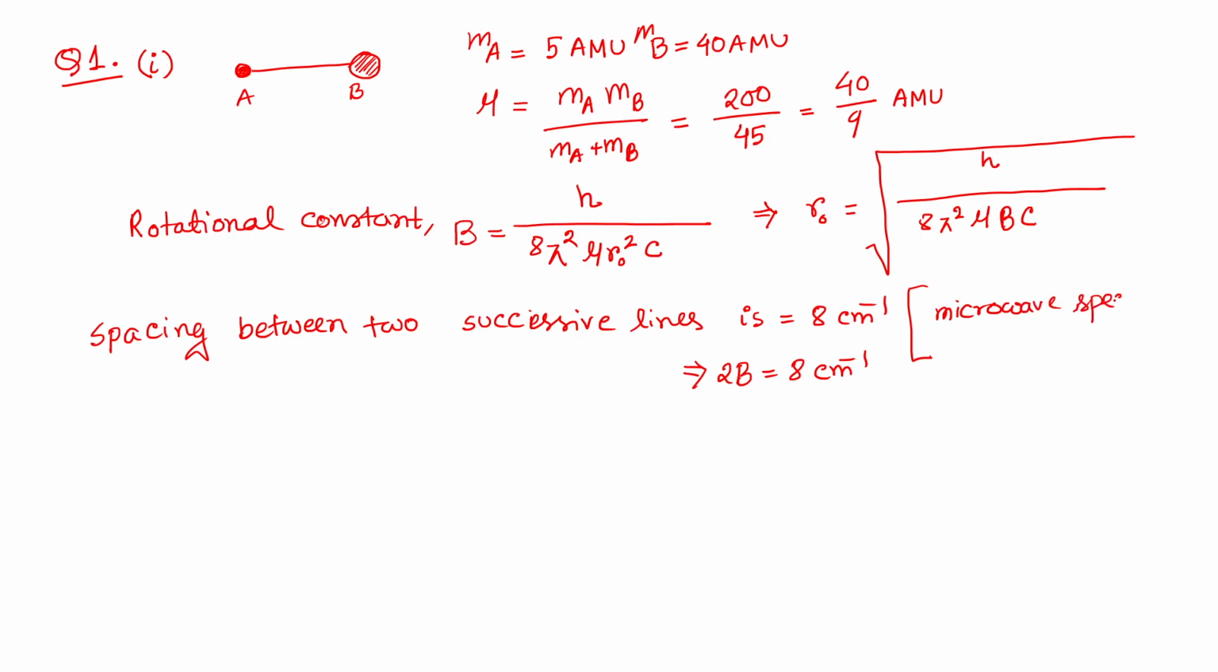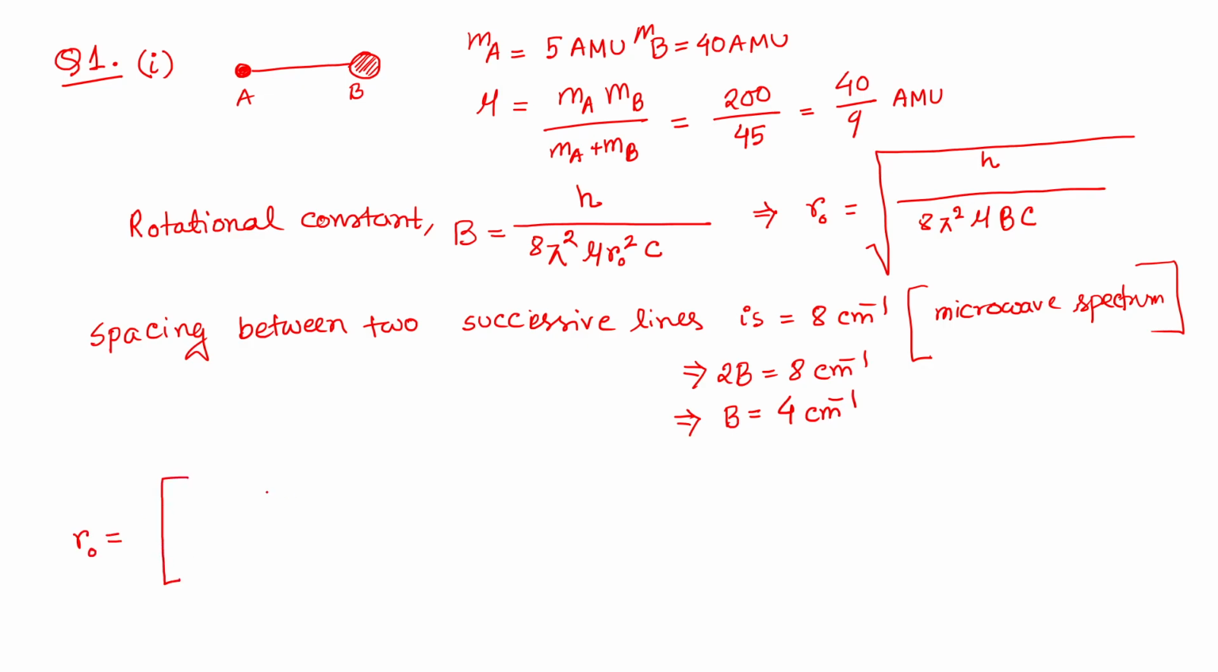So today we discuss Raman spectrum, right? If in a Raman spectrum the spacing between two successive lines is given as 8 centimeter inverse, then what would be the B? Actually then it would have been 4B, right? So we need to be very careful about this. So your B is 4 centimeter inverse. Now let us calculate what is the value of R0.